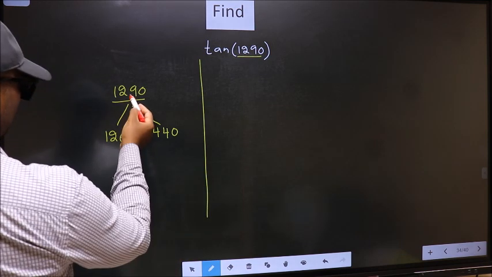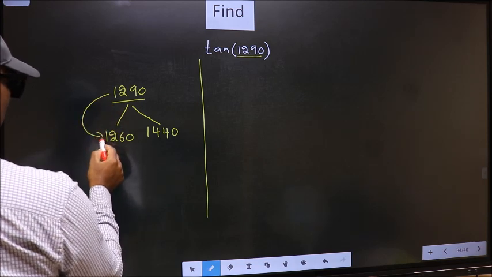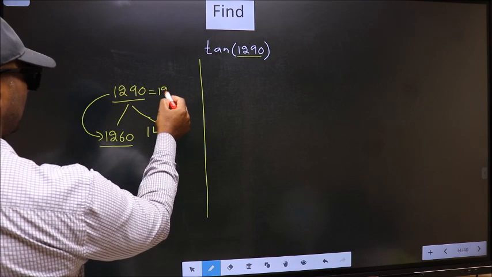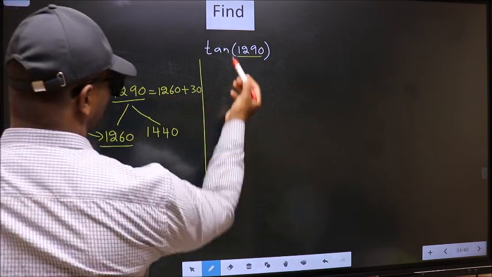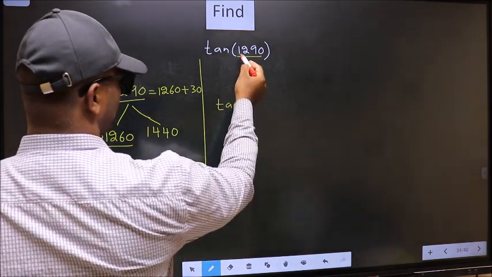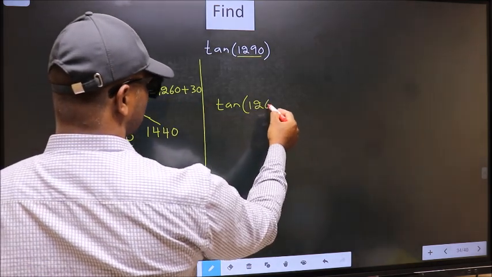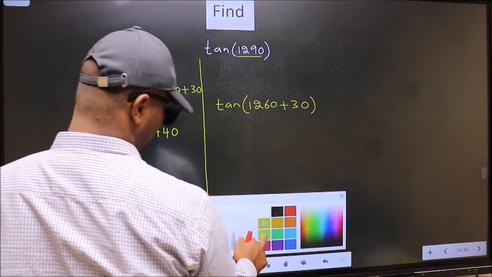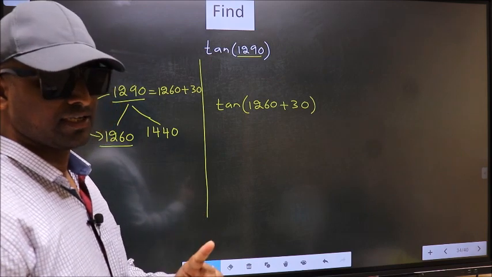Next, 1290 is close to which number? This is close to 1260. So in place of this, now we should write 1260 plus 30. So this will become tan, in place of this, we write 1260 plus 30. This is your step 1.